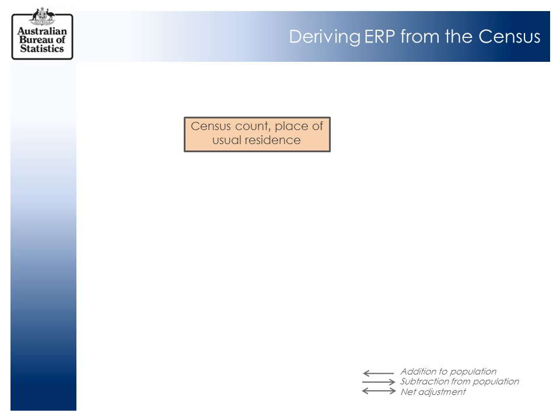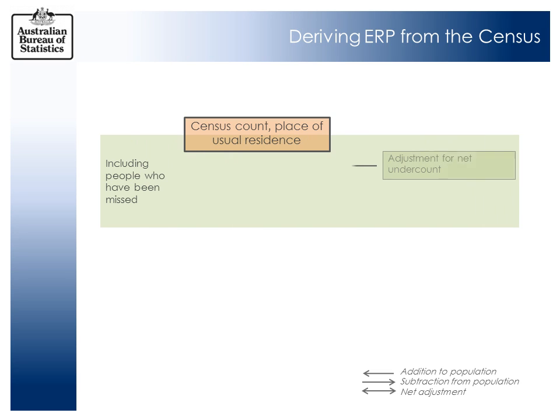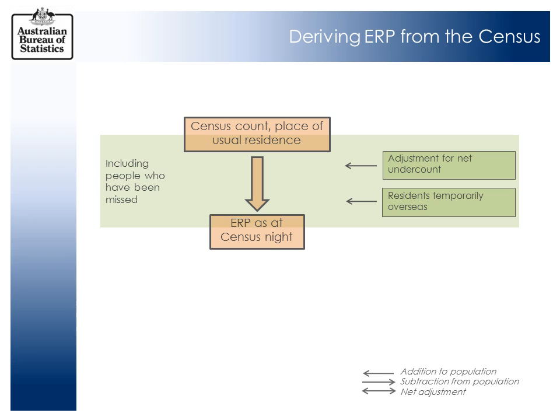We first determine where a person usually lives, which comes directly from the question on the census. There are then 3 main adjustments made to these census counts to turn them into population estimates. We adjust for those who weren't counted on census night and those who were counted more than once, based on information from the post-enumeration survey, also known as net undercount. We add in Australian residents who were temporarily overseas to arrive at an ERP as at census night.